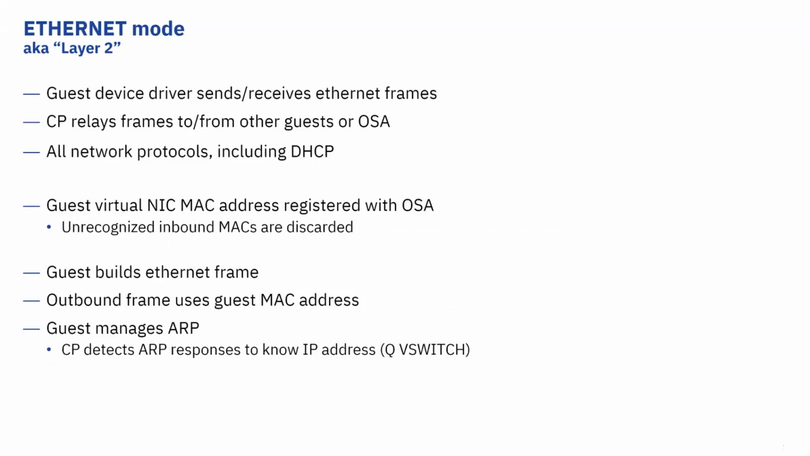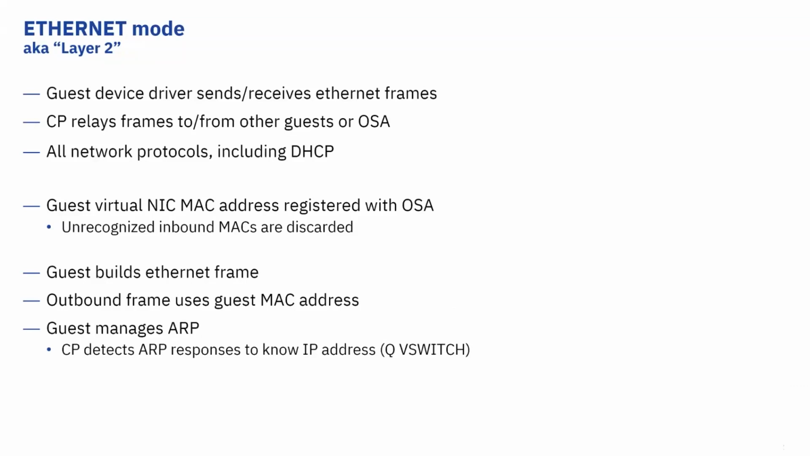So in this case, the virtual NIC, the guest doesn't register a virtual IP address, it registers a MAC address instead. And the guest is responsible for building the Ethernet frames, and it's responsible for finding out the MAC address of the target. So it's really, what I'll say, old school. But it might sound old school, but this Ethernet mode is where we put most of our investment in the virtual switch. Okay. By the way, CP is watching.